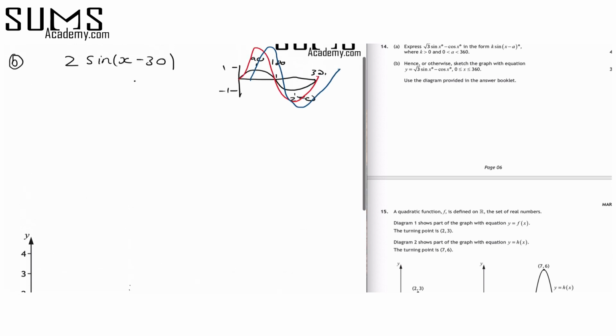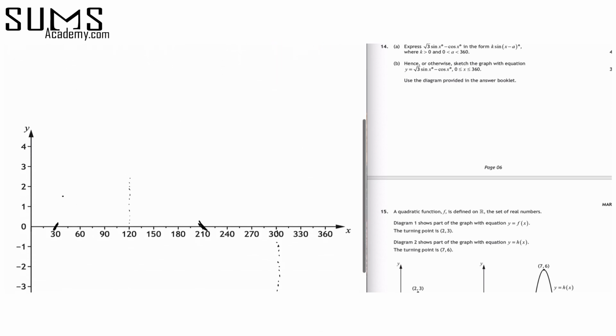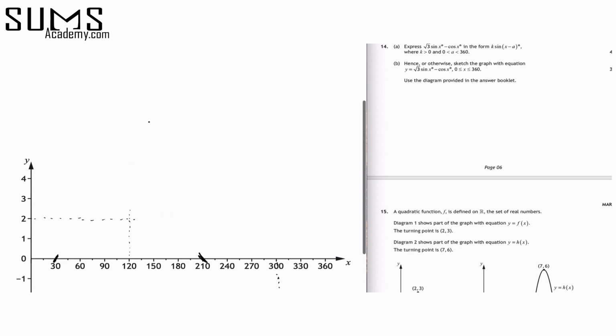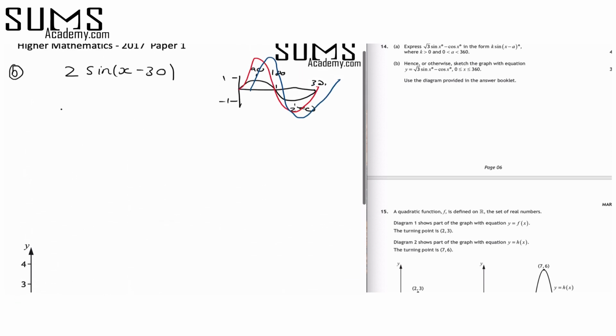Because of the 2, we know that the amplitude is 2, so the highest point is going to be 2, and the lowest point is going to be at -2. And then the one last thing we need to think about is the y-intercept. So where's that going to happen? It cuts the y-axis when x equals 0.